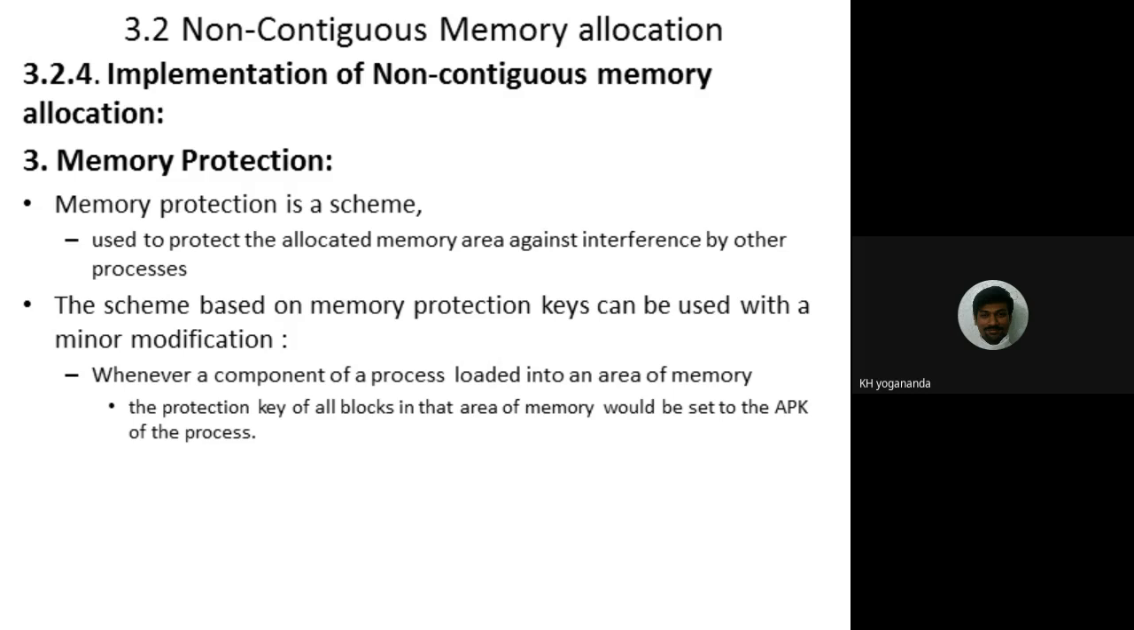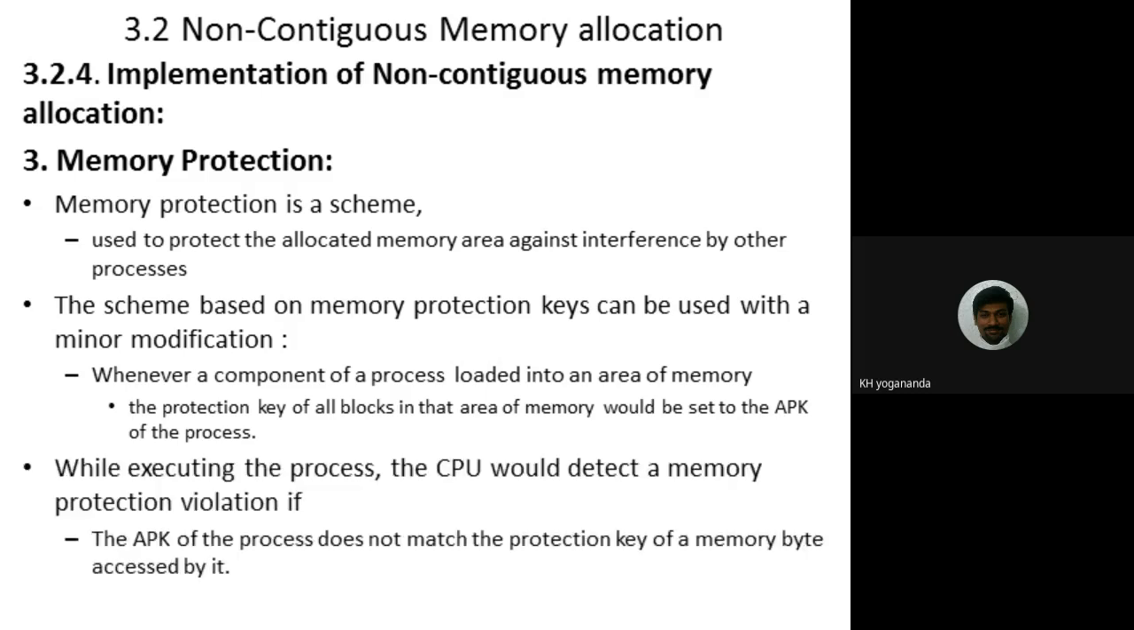Okay, how is the memory protection functioning? When the process components are loaded into the memory area, the protection key will be set to the APK of the process. How does the CPU detect whether the memory protection is working or not? While executing the process. Not before or after completion. While executing itself, the CPU detects whether there is a memory violation or not.